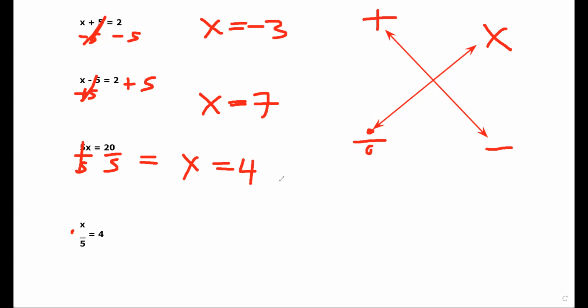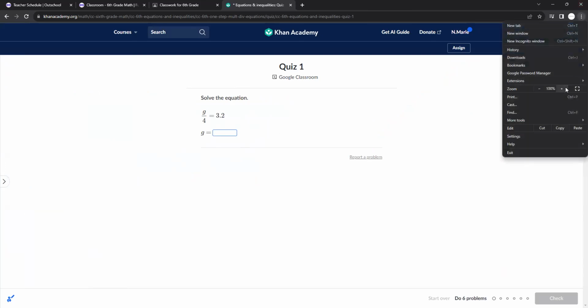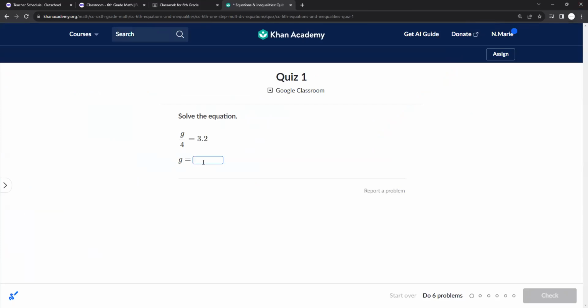Okay, so when something's being divided, how do you move it to the other side? You multiply, right? This gets you 5x over 5, which is just x. Multiply the other side by 5. X is 20. Is 20 divided by 5 4? Yes. So that's how you would do inverse operations. Very simple. So you might even see some decimals, like here. You know, well, I don't know how to do this in my head. What do I do? Well, when something is being divided, to move it to the other side, you multiply. So you multiply each side by 4 and you get 12.8.